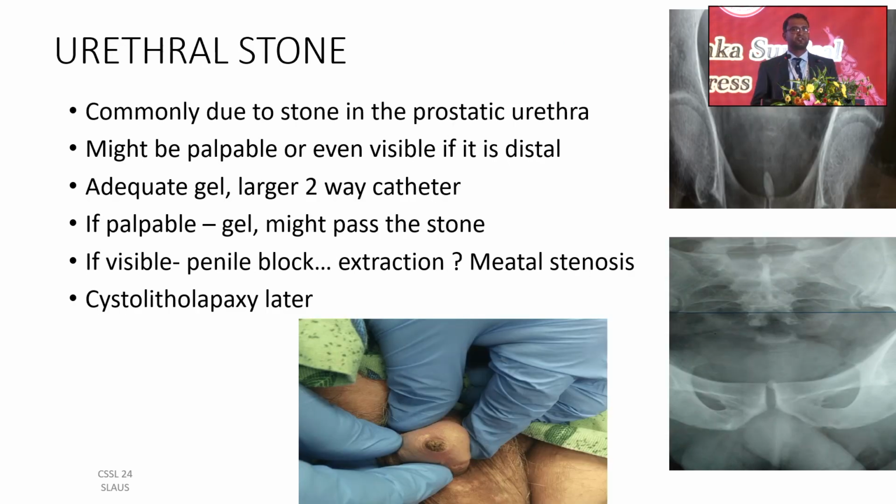One slide on urethral stone: it can be visible or it can be palpable. Normally, most of the time, these stones are due to a stone dropping from the ureter. A bladder stone de novo is very unlikely to drop into the urethra. Mostly the ureteric stone will drop into the urethra and cause acute urinary retention. Most of the time, we put in adequate gel. With that, the patient might pass the stone, or else we push the stone back into the bladder, and we'll do a cystoscopy later on.